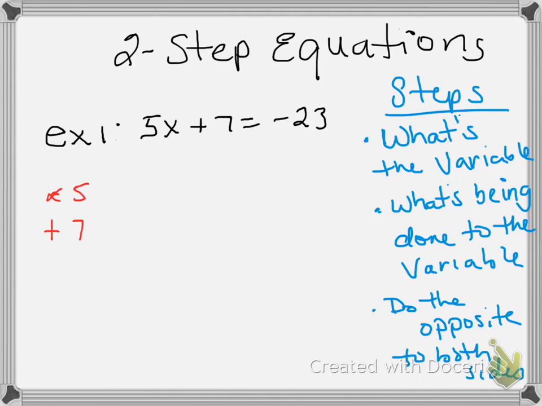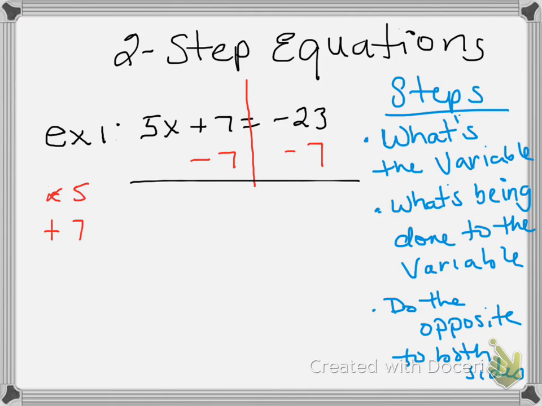We always get rid of the add and subtract first. Now, the equal sign, you can think of it as a wall. When you look at your variable, it's being multiplied by 5, and it's being added by 7. So, like I said, we're going to get rid of the add first. You always get rid of the add or subtract first. The opposite of plus 7 is minus 7. So I'm going to subtract 7 from both sides.